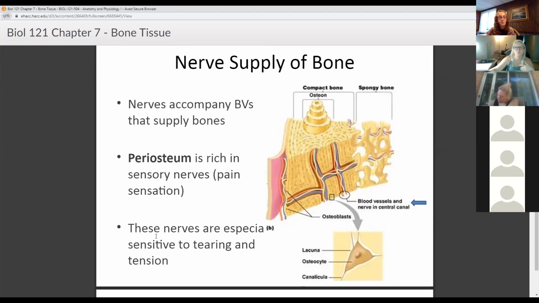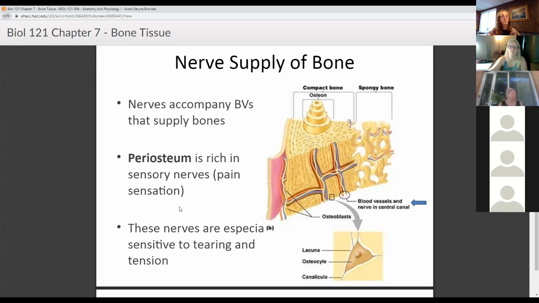Nerve supply to bone. Nerves accompany blood vessels that supply the bones. When you look at embryonic development, nerves always follow blood vessels. So the periosteum is rich in sensory fibers. This is why breaks hurt so badly. These nerves are especially sensitive to tearing and tension.